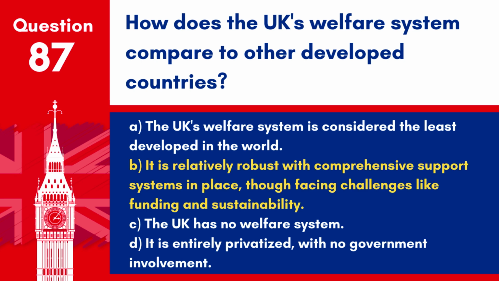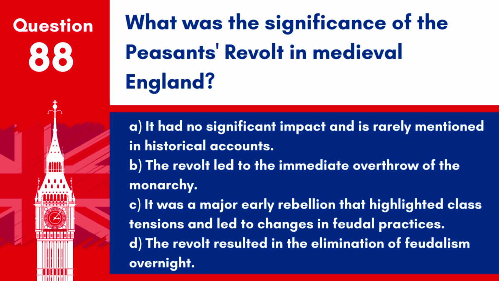Answer. B. It is relatively robust with comprehensive support systems in place, though facing challenges like funding and sustainability. The UK's welfare system provides various forms of social support, but like many developed nations, it must address issues related to efficiency and future viability. Question 88. What was the significance of the peasants' revolt in medieval England?